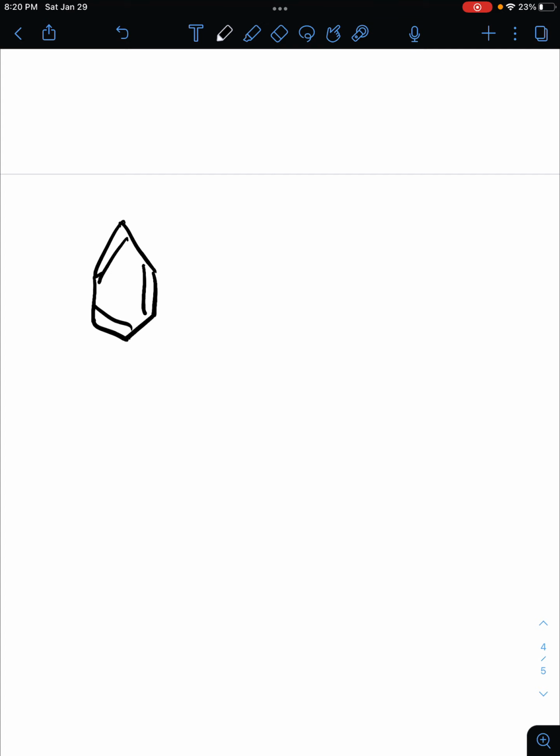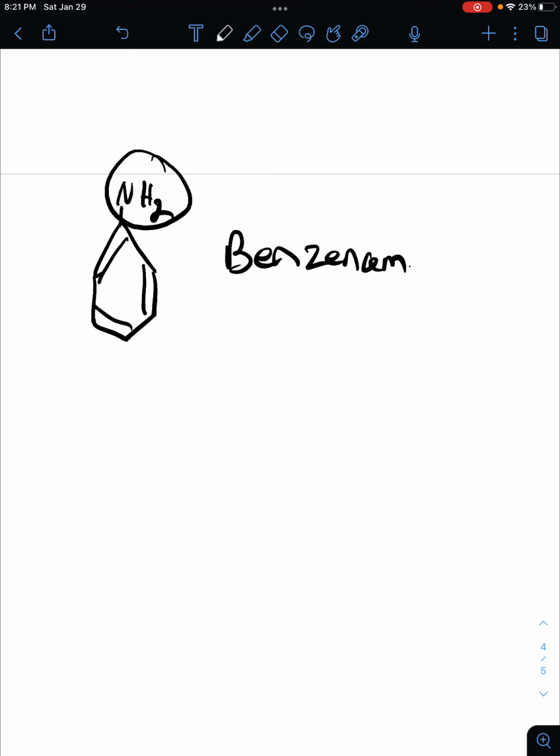So we're going to have a nitro group, and this would be an amine. So this is an amine group, and this is benzene amine, but it's not called that. So this is an amino group or amine, and this would be aniline. Aniline. So this is amino. I said nitro group, but this is an amino group.